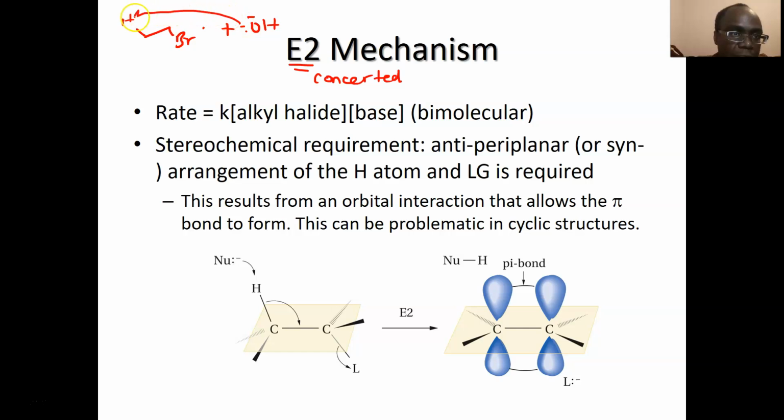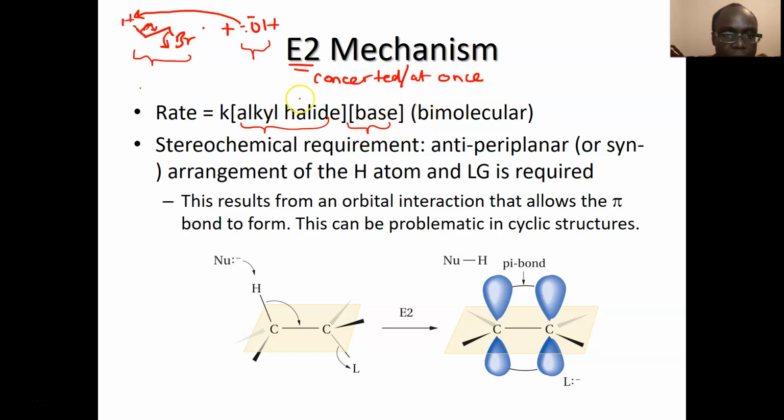So you just use another base, take out the hydrogen sitting on a carbon bonded to the carbon bearing the leaving group, or the carbon next door, so to speak, make a double bond, and that leaves. You see, that's concerted. It happens at once. So the rate determining step will be dictated by the concentration of the alkyl halide, which is this, and the concentration of the base, because both of them are working together.